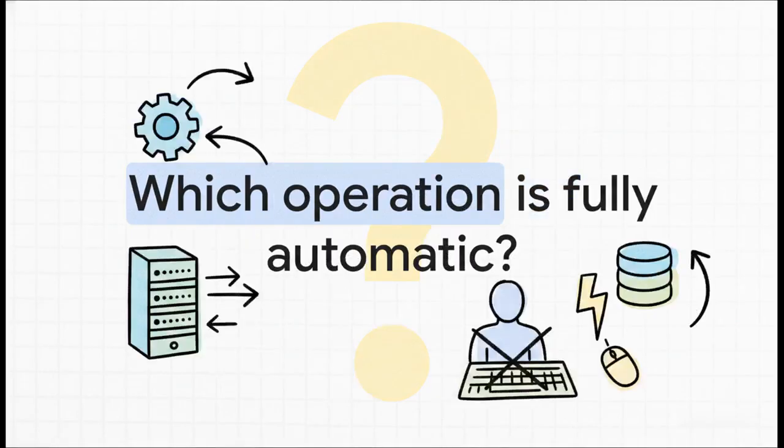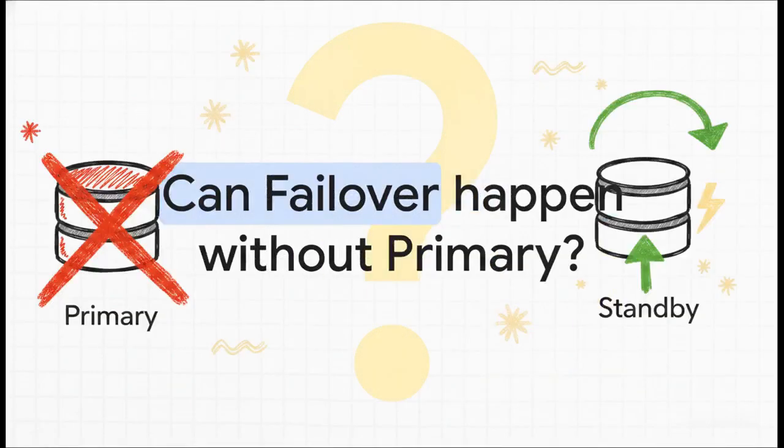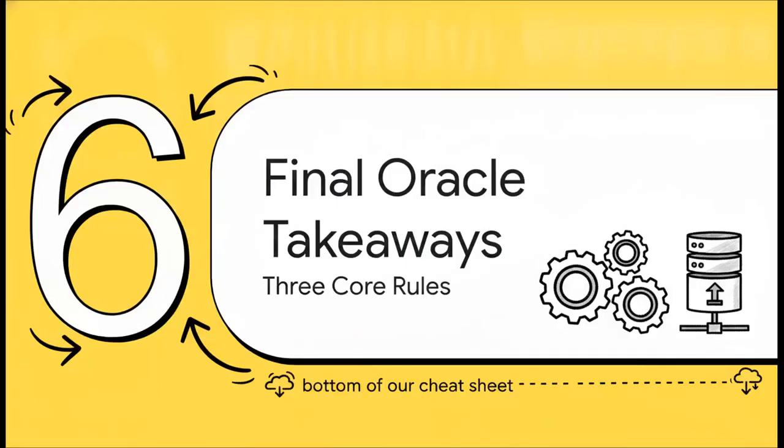Question 3. Which operation is fully automatic? Again, the answer is FSFO. It stands entirely alone as the only fully automatic option among the three, executing the critical role transition seamlessly without you having to lift a finger. And finally, a bit of a trick question. Can failover happen without the primary database? Surprisingly, yes, absolutely. In fact, failover is specifically designed to be executed precisely because the primary database is lost, destroyed, or just completely unreachable.